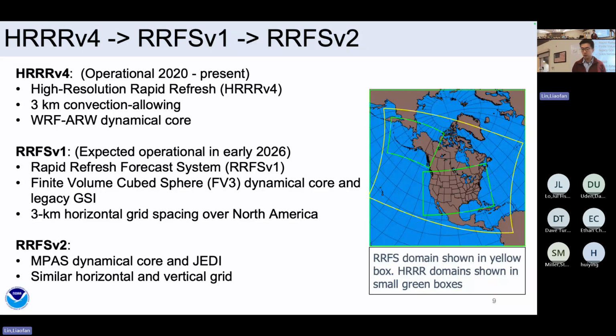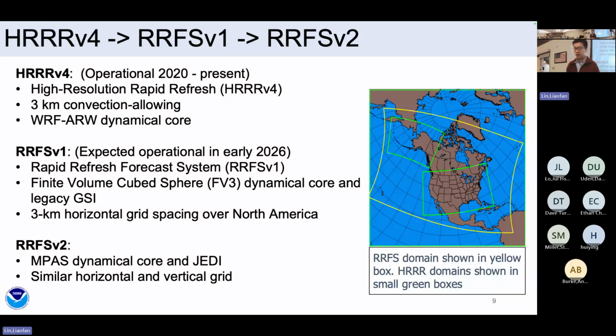And V2 is the system that we are currently actively working on. Instead of FV3, we're going to transition to the MPAS dynamic core, as well as using JEDI. And then similar horizontal and vertical grids may be used.